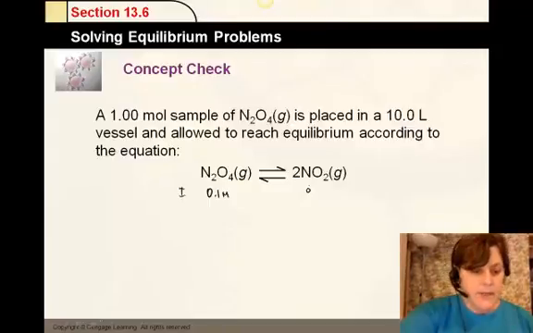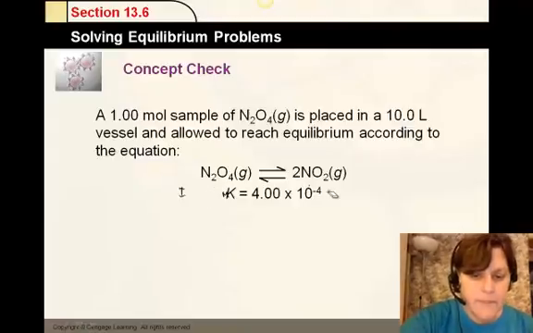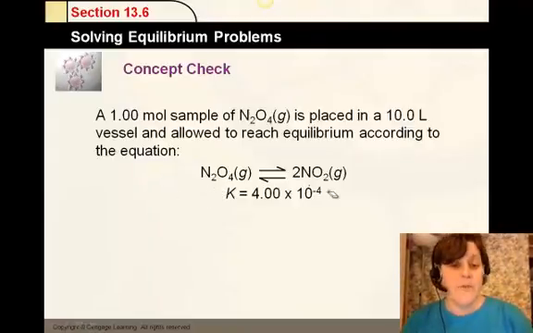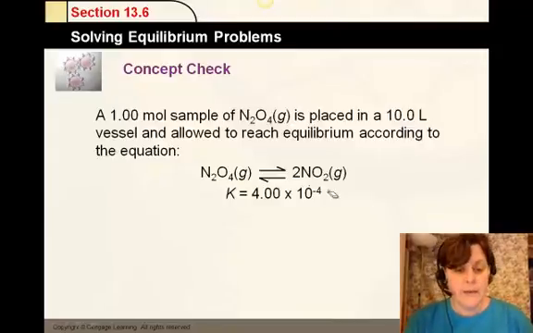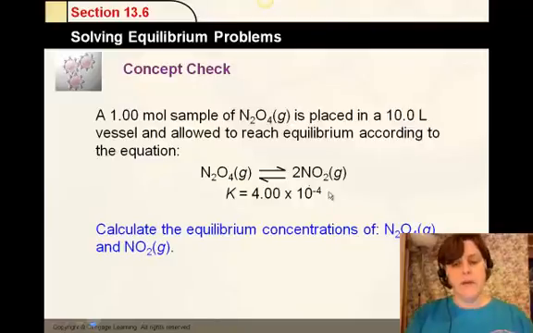And let's see what else they are asking. Oh dear, I've written in over top. I'm so sorry. I'm going to get rid of that. K is 4 times 10 to the negative 4. So here they give you the value of K, which is pretty nice. Now they want you to calculate the equilibrium concentrations of N2O4 and NO2. So pretty straightforward.